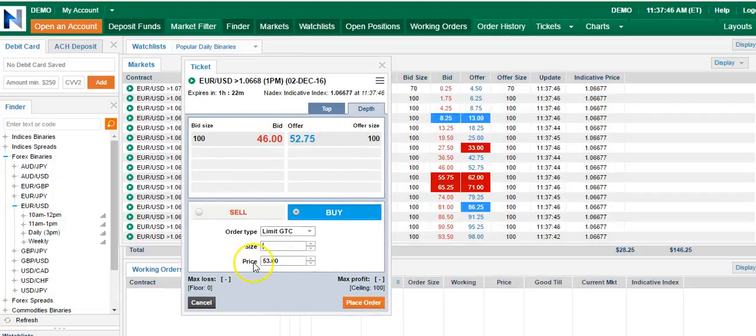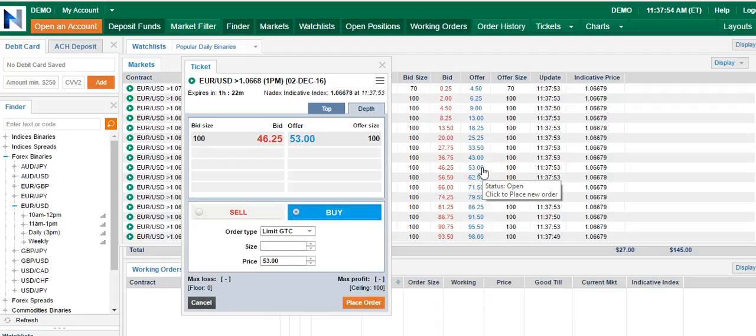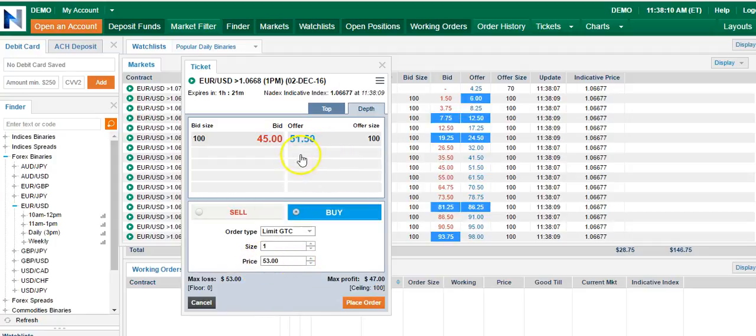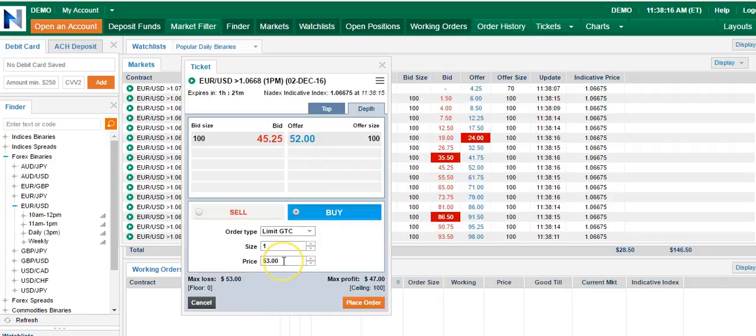You can see the price has stayed at $53, and the reason it's at $53 is when I clicked on the offer side, that's the price that it was at the time. But you can change that anytime you want. But for size, you can put 1 or you can put 100 or whatever you want to put. In this example, I'm just going to put 1 for now. Again, I can change the price to whatever I want. It's at 53, but currently the market is at 51, 52. If I had 53 in here and the market's at 52, it's going to fill me at 52. This price is basically telling me that's the limit that I'm willing to pay on it.